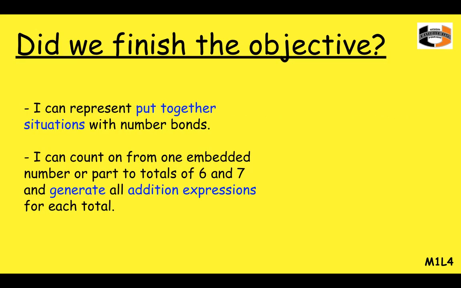I can represent put together situations with number bonds, or I can represent made up stories with number bonds. Did we accomplish that today? Yes, I think we did. The second part of the objective was I can count on from one embedded number or part to totals of 6 and 7 and make all addition expressions for each total. We did that for 6 today. We thought of all the addition expressions that make up 6.